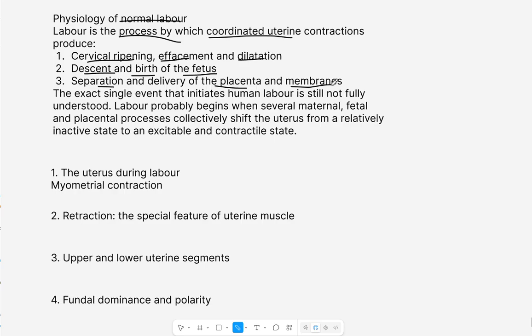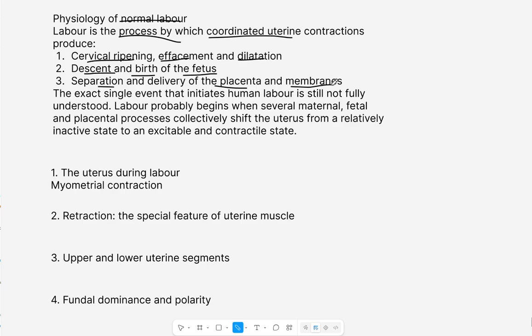Okay. So the exact single event that initiates human labor is still not fully understood. Labor probably begins when several maternal, fetal, and placental processes collectively shift the uterus from a relatively inactive state to an excitable and contractile state.